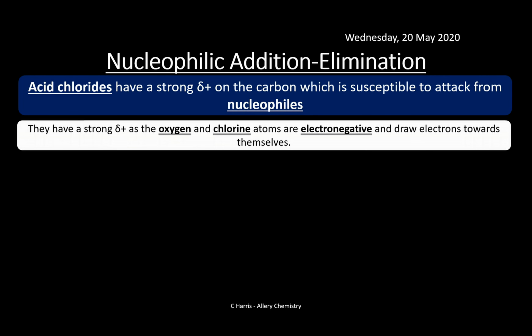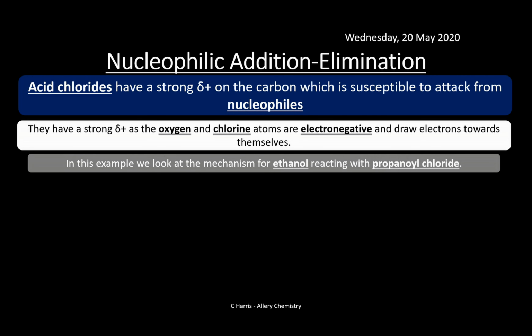So remember what we said was we've got a really strong delta positive carbon there because you've got an oxygen and a chlorine that's stripping the electrons away from that carbon, because they're really electronegative. So you don't just have one electronegative element, you've got two there. So what we're going to do is look at a mechanism for ethanol reacting with propanoyl chloride in this example, but it can be any nucleophile, such as, obviously we're going to use alcohol here, but it could be water, it could be an amine, or it could be ammonia. It could be any of the ones that you've seen, but the mechanism is the same.